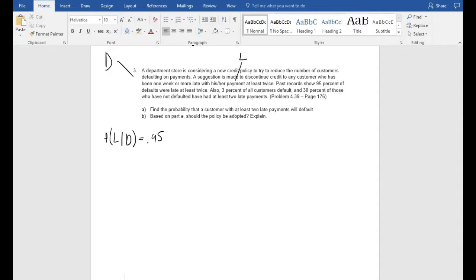Also, 3% of all customers default. So that would be the probability of default, just in general, the marginal probability, is 0.03.